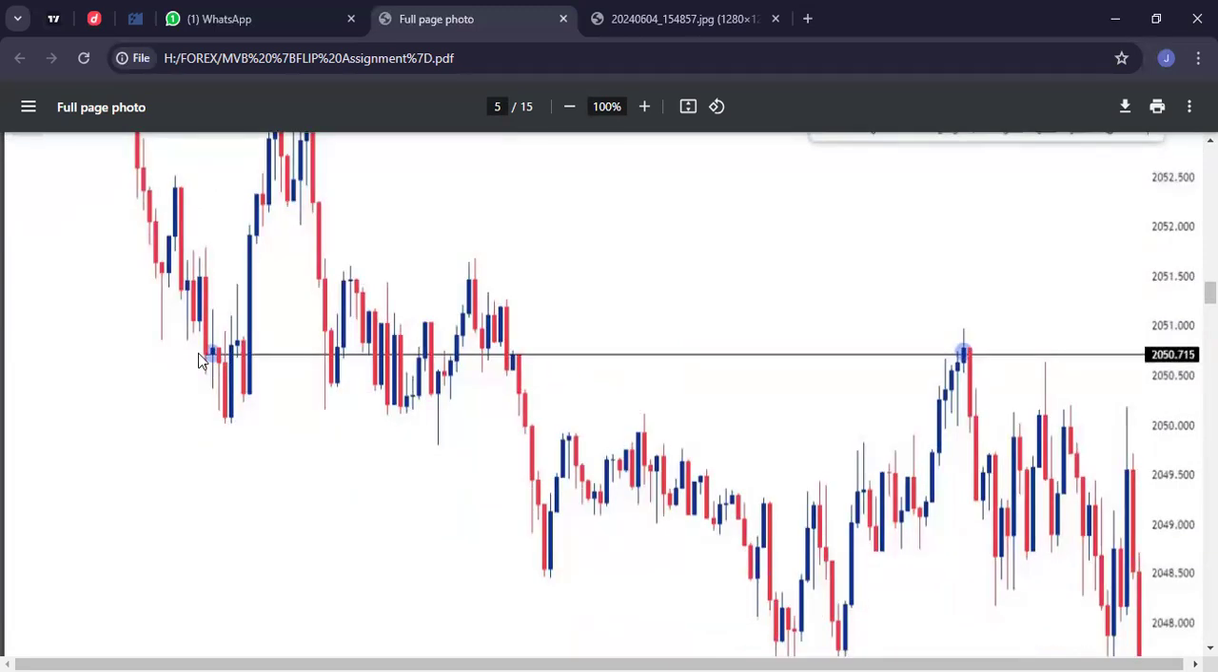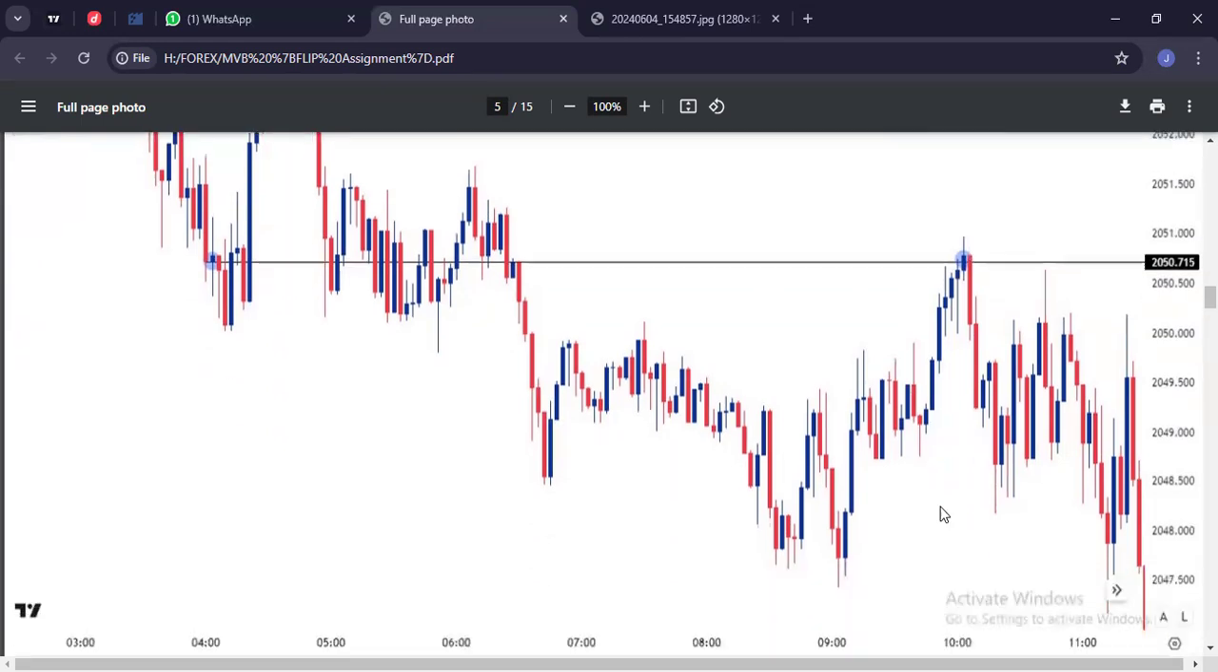So as you can see, this was the liquidity engineering. The market failed, then closed below this decline point by these candles here. So the market came back and took the entry there at the same point, then the market went short.